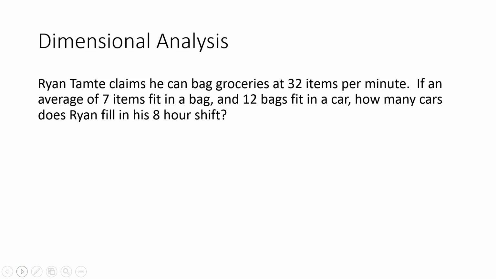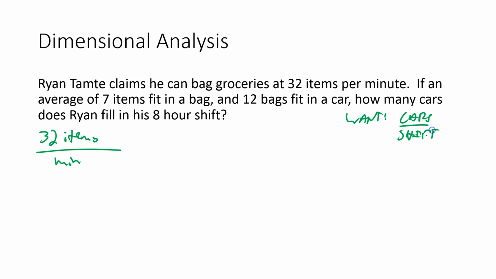All right, dimensional analysis. So Ryan Tamte claims he can bag groceries at 32 items per minute. If an average of 7 items fit in a bag and 12 bags fit in a car, how many cars does Ryan fill in his 8-hour shift? All right, well, let's see. I'm going to start with our 32 items per minute. We want to end up with cars per shift, I guess. And we have all of the conversion factors that we need in here.